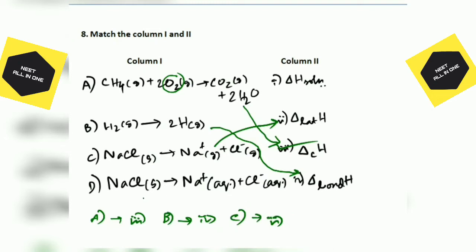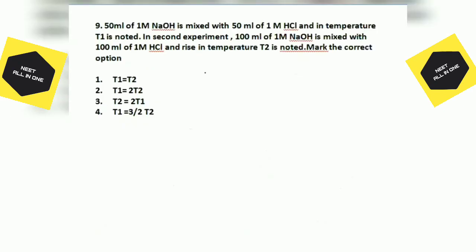The last one is NaCl, that is Na plus aqueous and Cl minus aqueous. So it is forming a solution, so we put 1. So D comes to 1. So column 1 is matched with column 2, and question number 8 is done. Let's see question number 9.